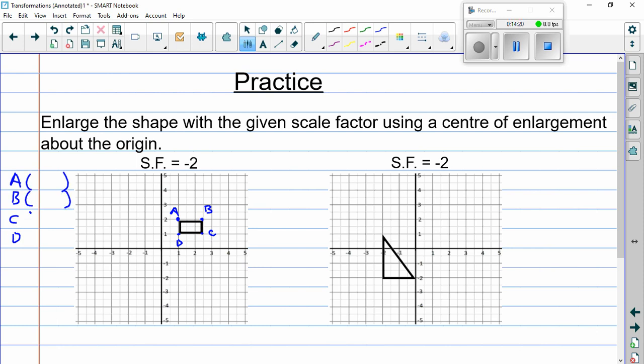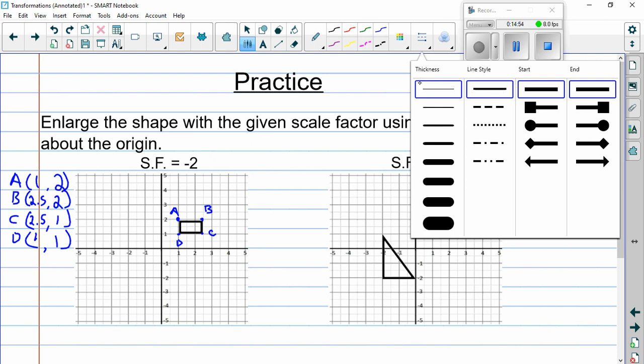Get ourselves some brackets. All set up. So A is the point 1, 2. B is the point 2.5, sorry about that, 2.5 and 2. C is the point 2.5, 1. And D is the point 1, 1. So our scale factor is 2. That means we're going to take each of these points and multiply by -2.